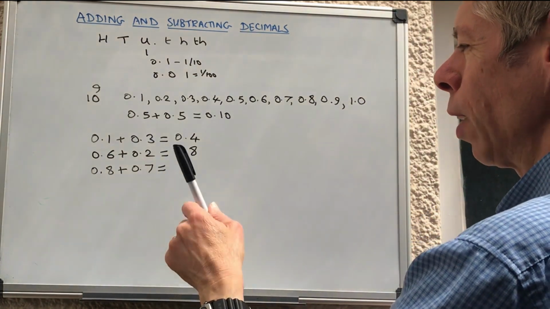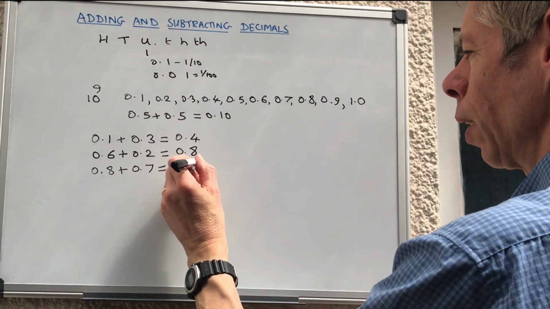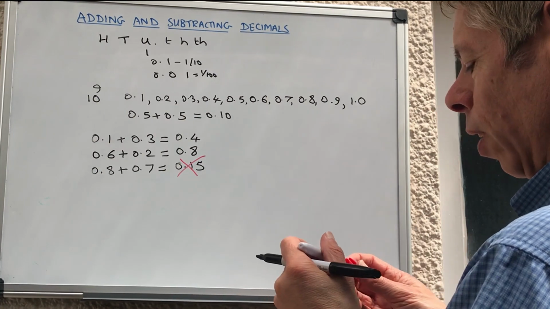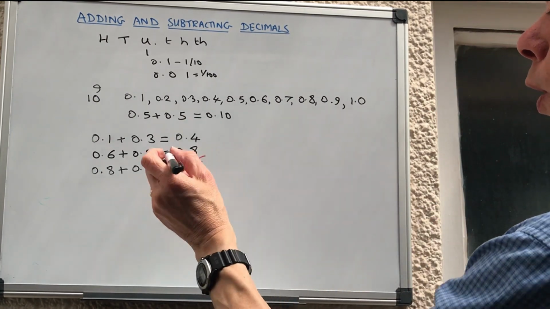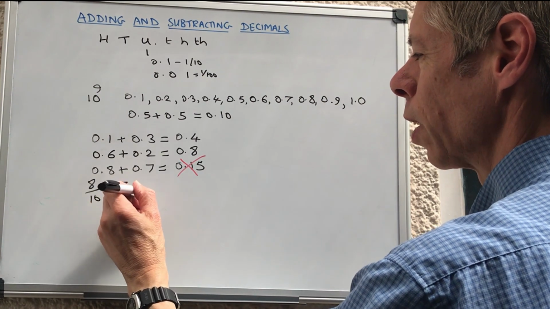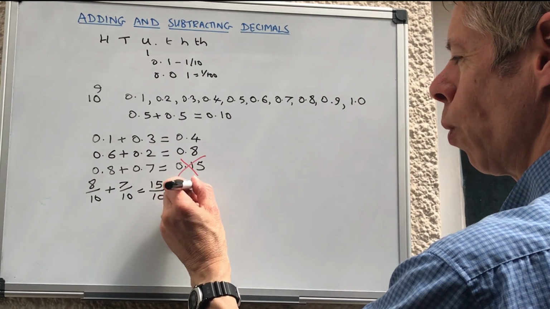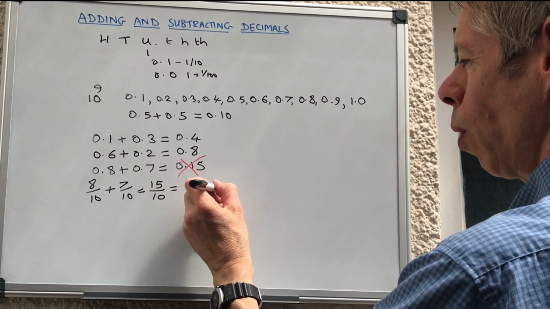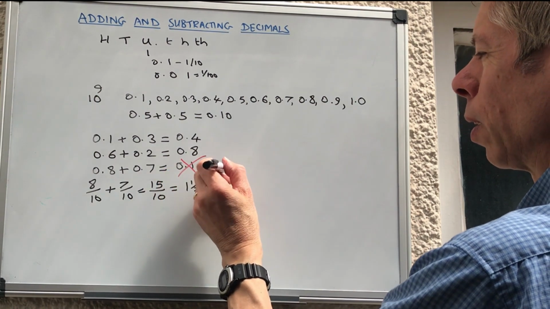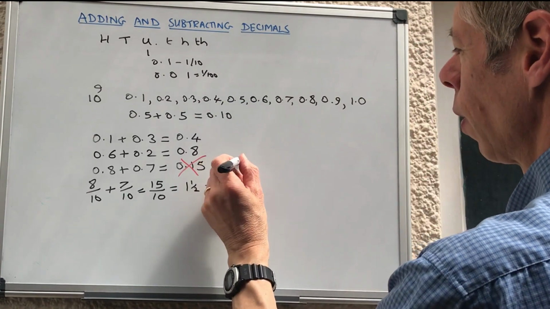When people sometimes find it difficult, if you had 0.8 plus 0.7, so 8 plus 7 is 15. So some people put 0.15. That's obviously wrong. So what you've done, you've added 8/10 plus 7/10, which is giving you 15/10, which if you simplify that is 1.5. So it's not 0.15, but 1.5.